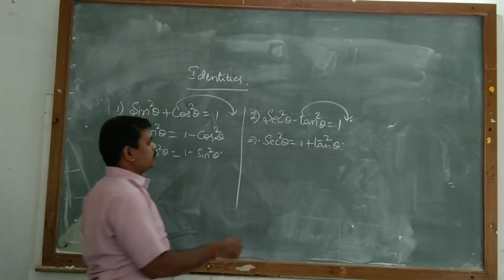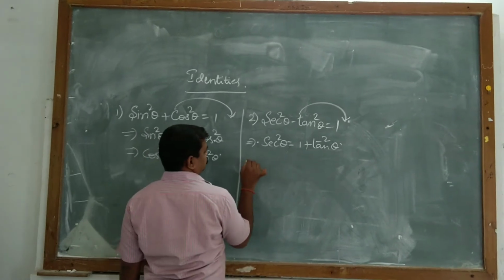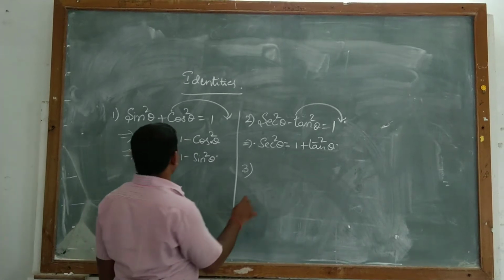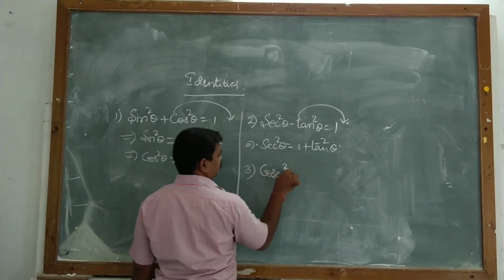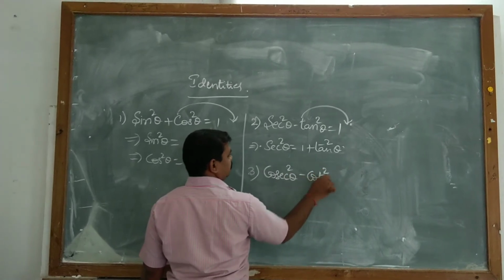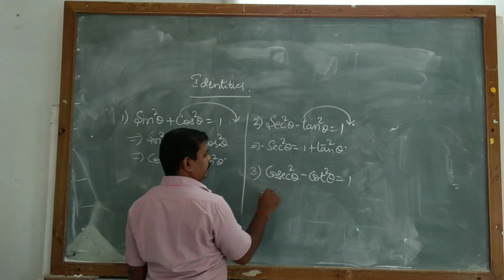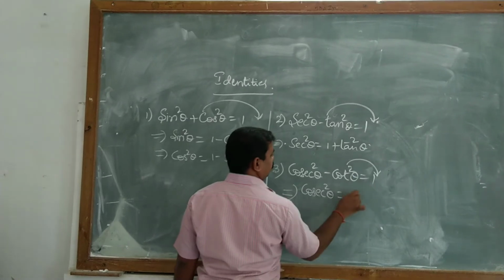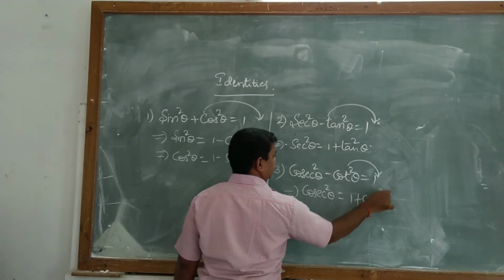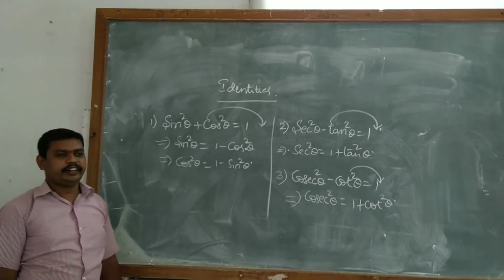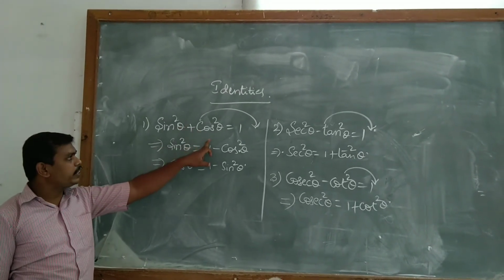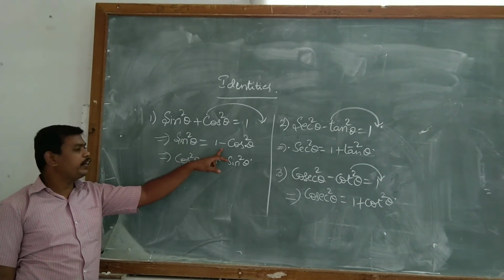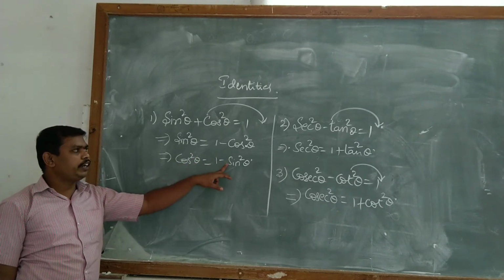Okay. Next, the third one: cosecant square theta minus cot square theta is equal to 1. Now here, if you find the value of cosecant square theta, you will have 1 plus cot square theta. So these are the identities. Once again, sin square theta plus cos square theta is equal to 1. If you want the value of sin square theta, you obtain 1 minus cos square theta. Cos square theta is equal to 1 minus sin square theta.